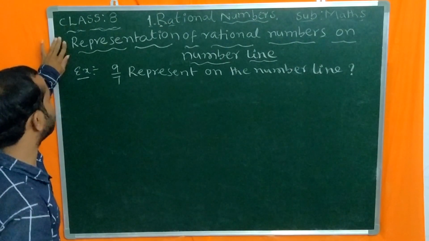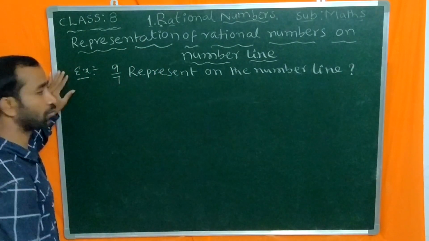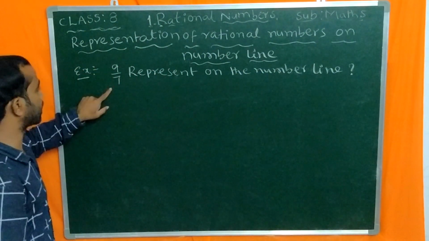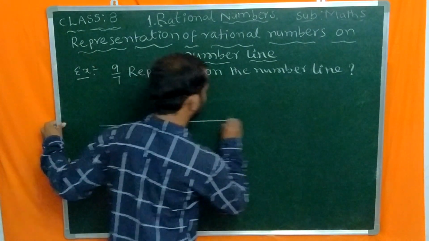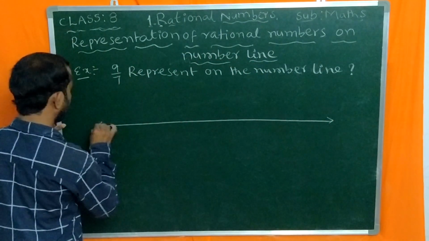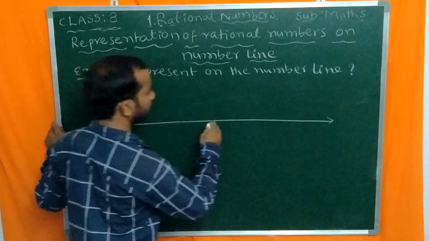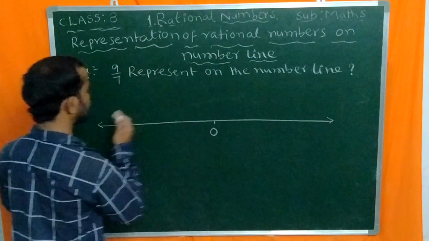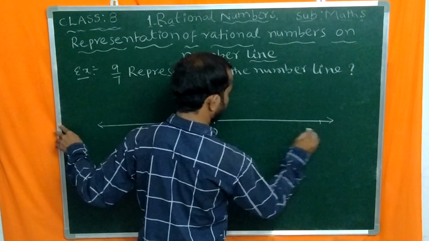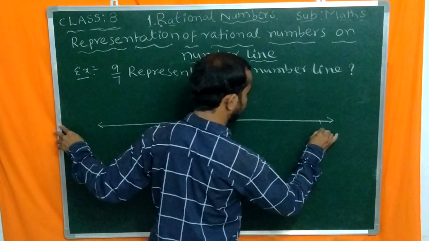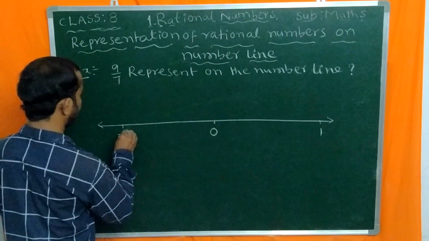Next, representation of rational numbers on the number line. For example, first problem: represent 9 by 7 on the number line. First of all, draw a number line. On this number line, exactly the midpoint is 0. Right side positive values, left side negative values. Here 0 to 1 unit, and left side also minus 1.